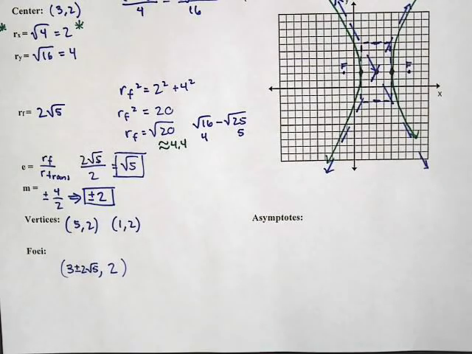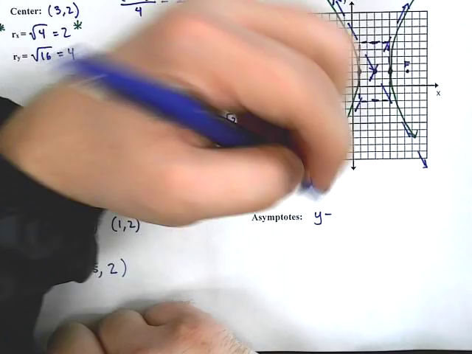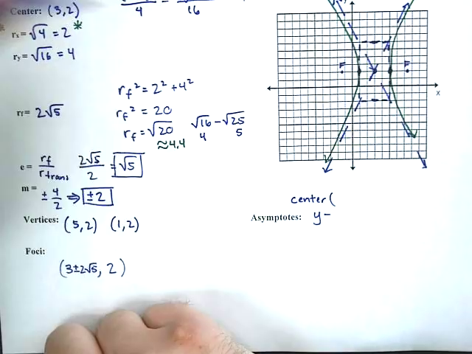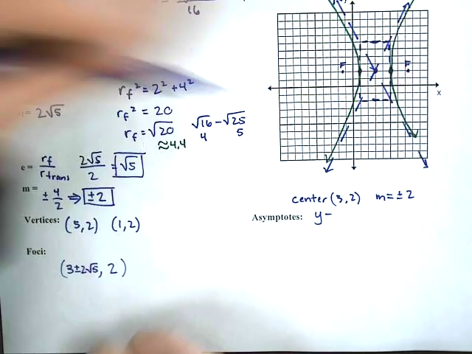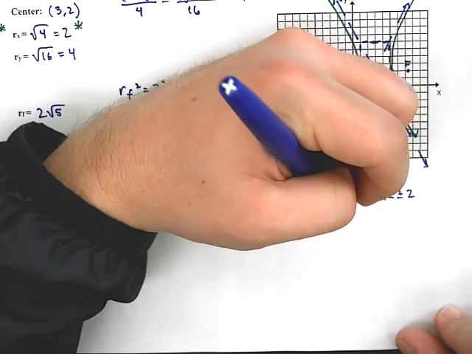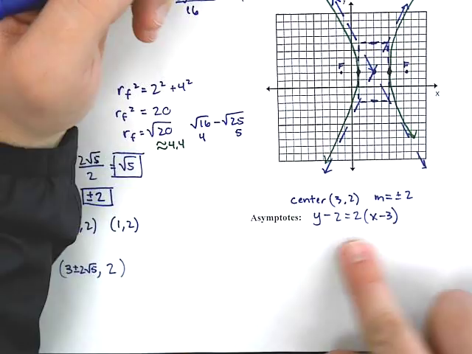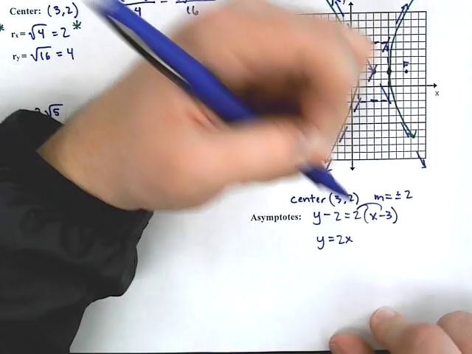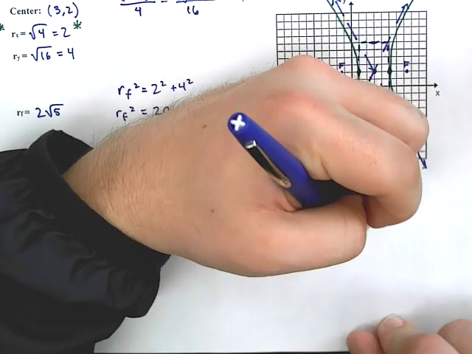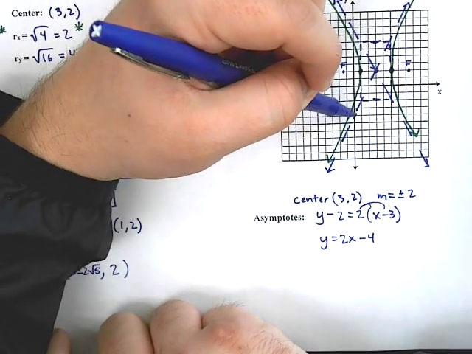Now, for the asymptotes, not hard, definitely algebra 1 work, but you just got to be careful. Alright, so we're going to do y minus, and our center was where? At 3, 2. And our m's were plus or minus 2. So I'm going to say y minus 2 is equal to positive 2 times x minus 3. I'm going to solve. So when I distribute, I should get y equals 2x. I had negative 6, but then I'm going to add 2, so minus 4. And that looks pretty good.